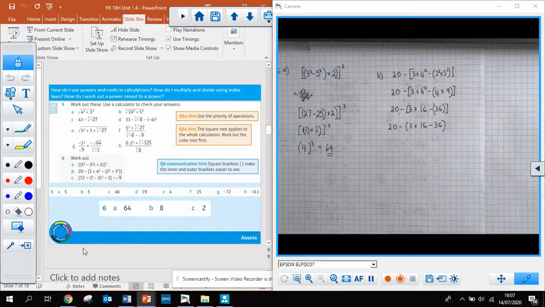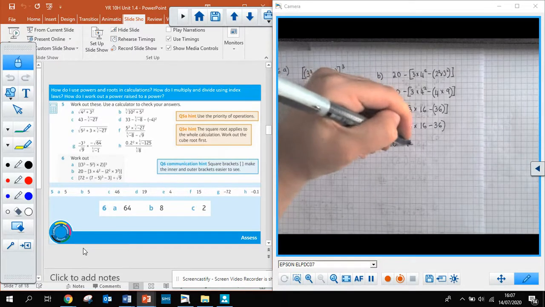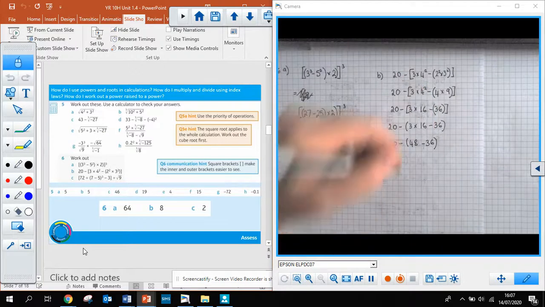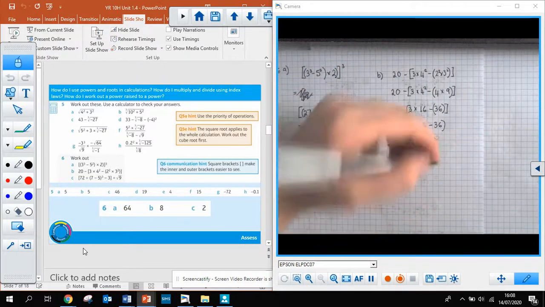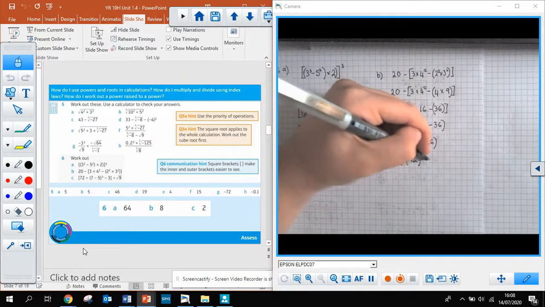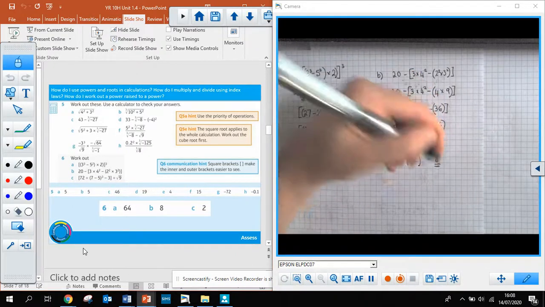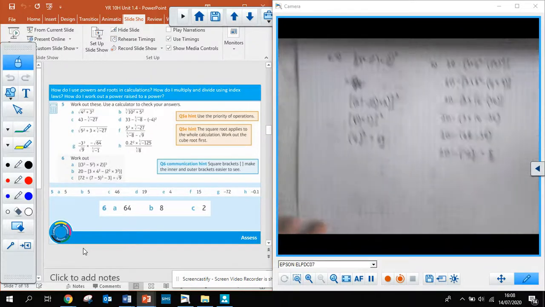Okay, so think of your order of operations. We're going to do our multiplication first. 3 times 16 is 48, so I'm left with 20 minus 48 minus 36. So 20 minus, what's 48 minus 36? It's 12. So I'm doing 20 minus 12, which gives me 8. Okay? And then part C.